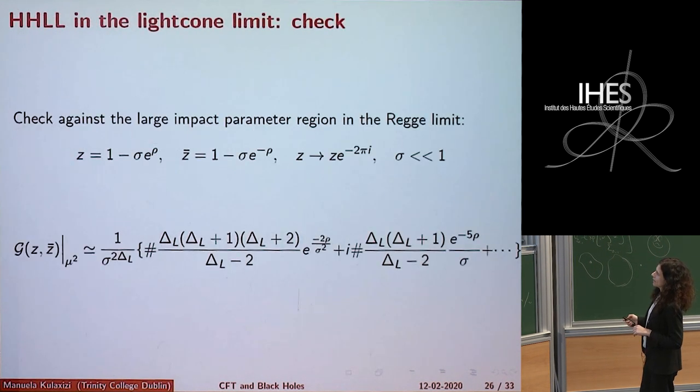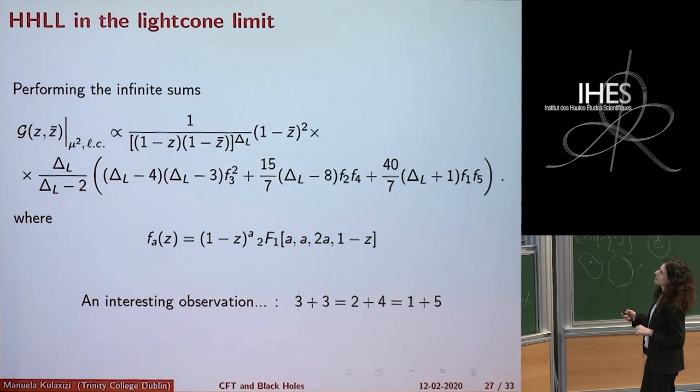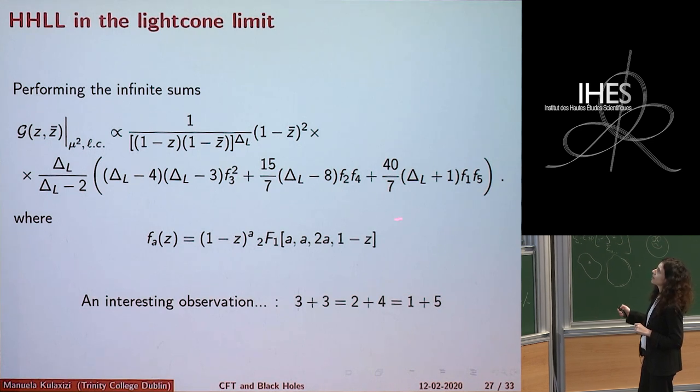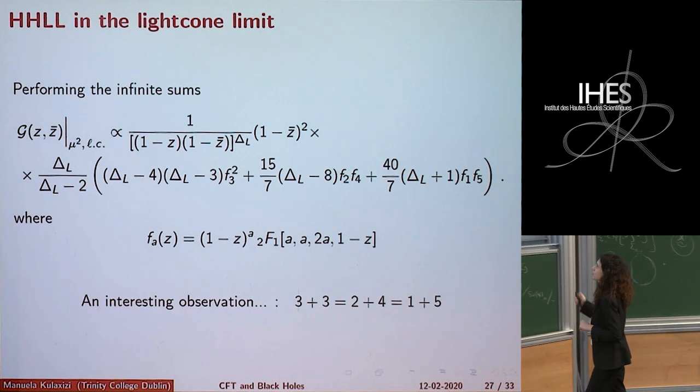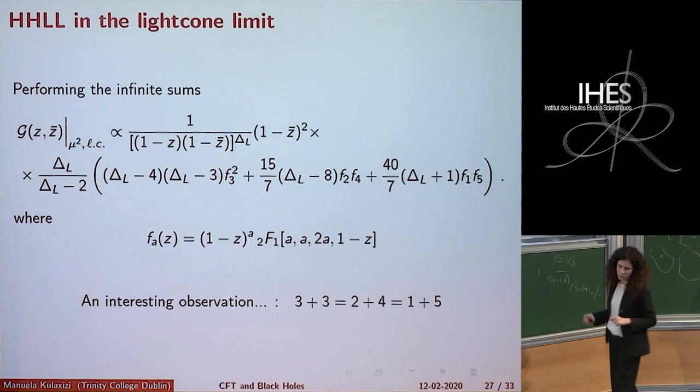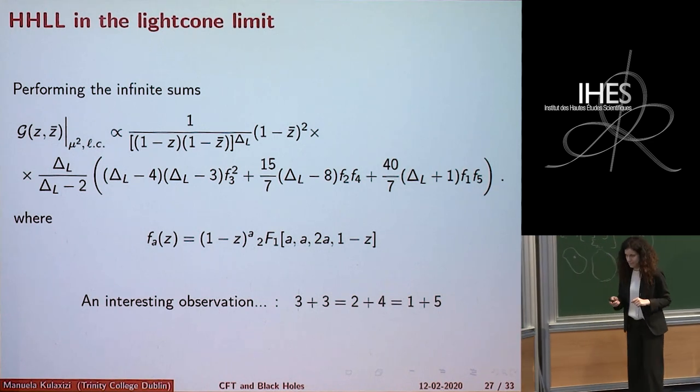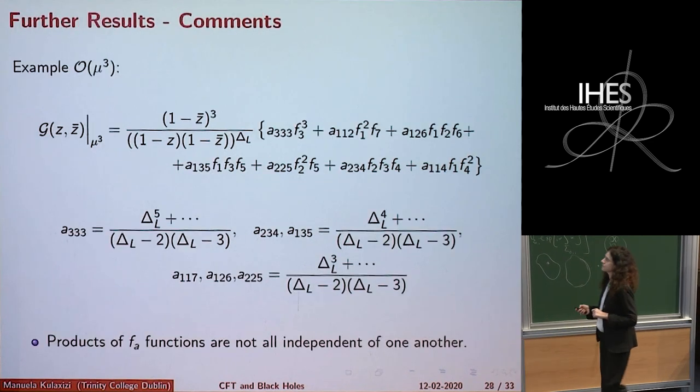At order mu squared, the W3 block will have a term that goes like F3 squared and a term that goes like F2, F4, but does not have a term that goes like F1, F5. Another piece of information is that this term is crucial to get the scattering phase shift correctly.